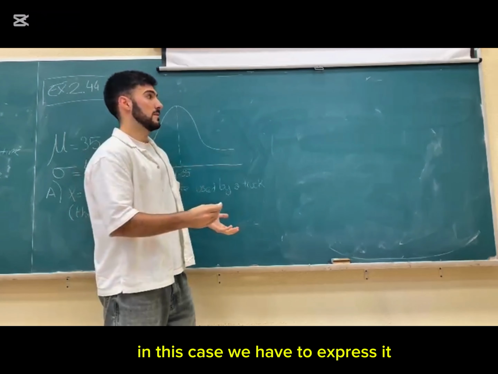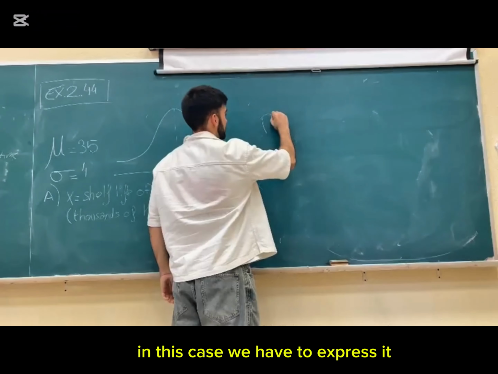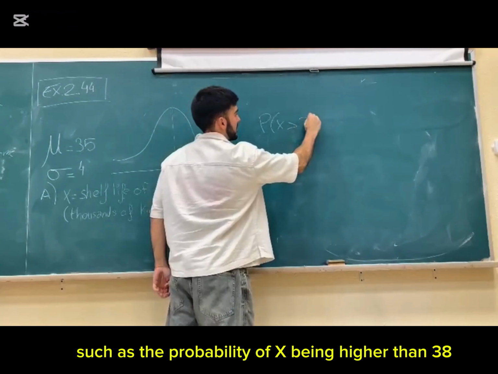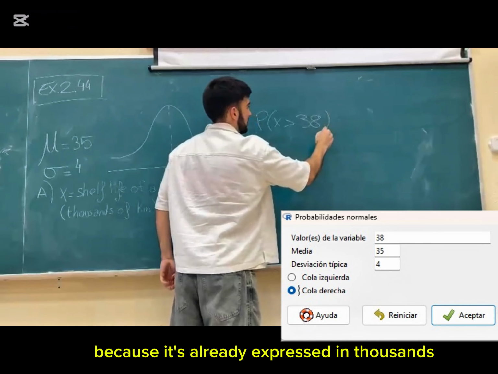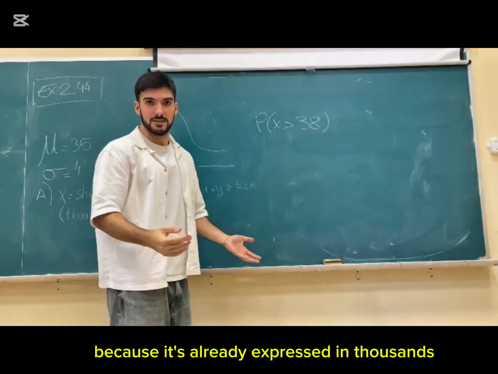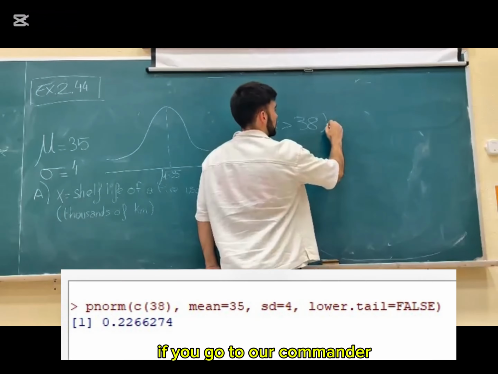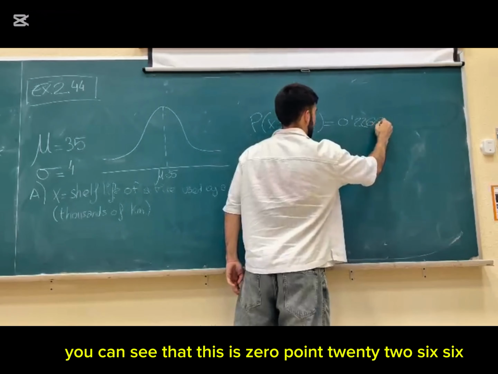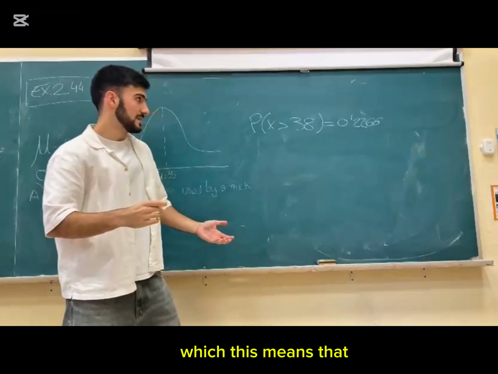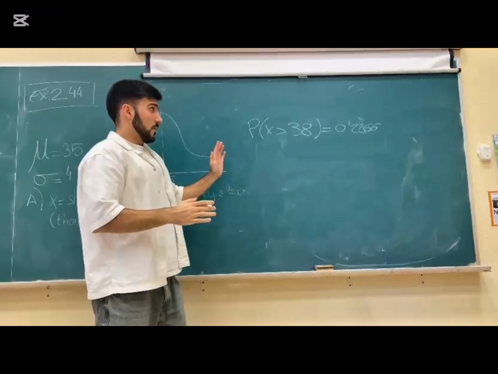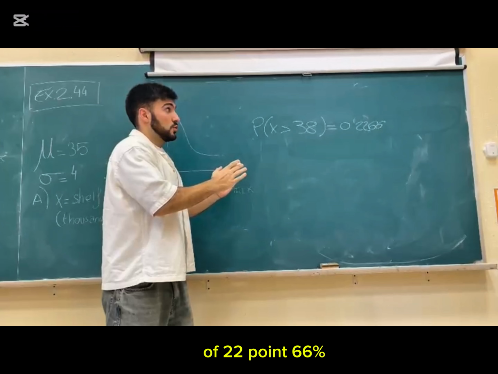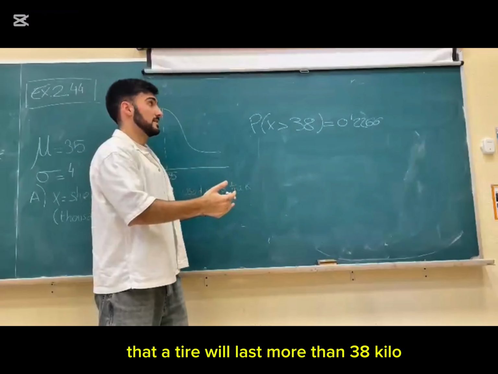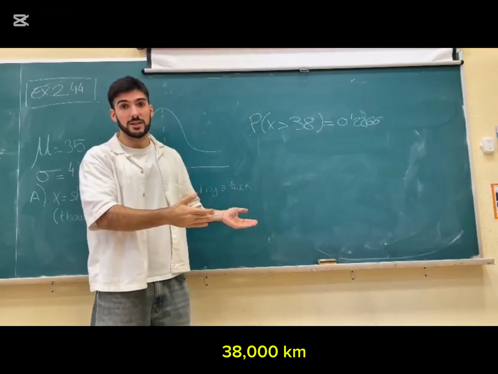So section A of this exercise asks about the probability of a tire lasting more than 38,000 kilometers. In this case, we have to express it as the probability of X being higher than 38, because it's already expressed in thousands. So if you go to our calculator, you can see that this is 0.2266, which means that we have a probability of 22.66% that a tire will last more than 38,000 kilometers.